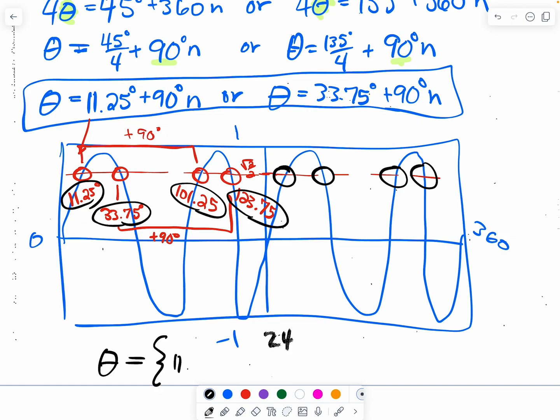We would put it into theta equals 11.25, 33.75, 101.25, 123.75. I believe there are 4 more before we get to 360.